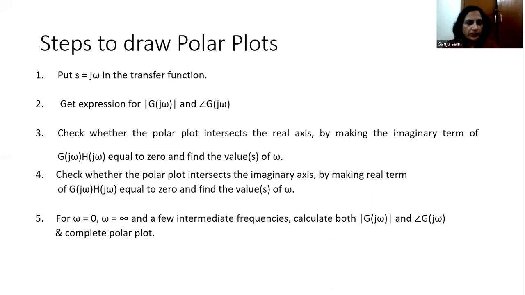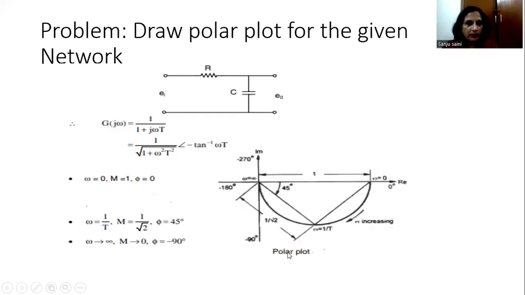Similarly, the point of intersection of the polar plot with the imaginary axis is obtained by making the real term of G(jω)H(jω) equal to 0 and finding the value of ω. Then for ω equal to 0, ω equal to infinity, and a few intermediate frequencies, like the frequencies that we have determined in steps 3 and 4, we calculate both magnitude and phase angle and complete the polar plot. The overall procedure will become clear with the help of an example.